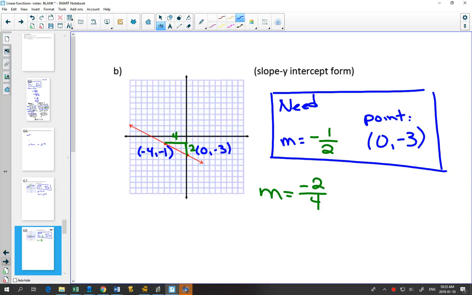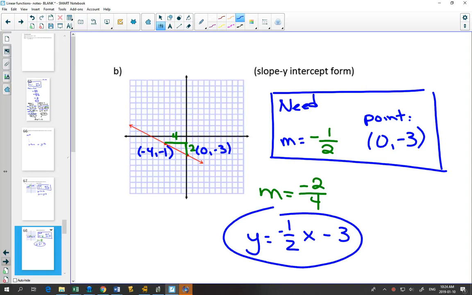Can we use the shortcut here? Yes. We can just go to our final answer. We know the slope is negative 1/2. We know the y-intercept is negative 3. We don't even need to rearrange this because it asked for it in slope-intercept form. Perfect.